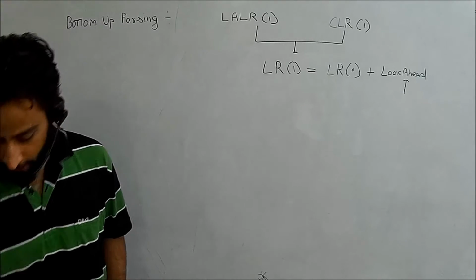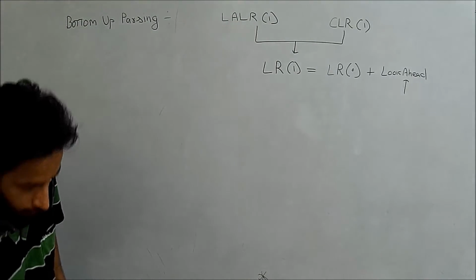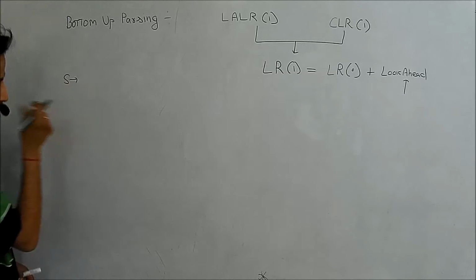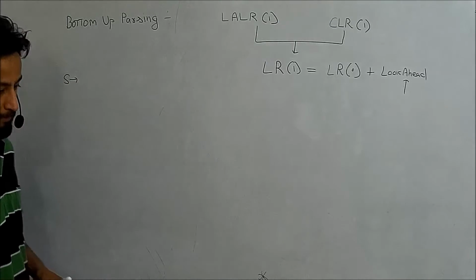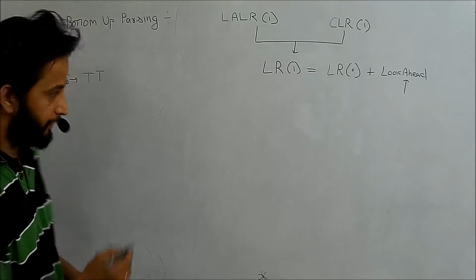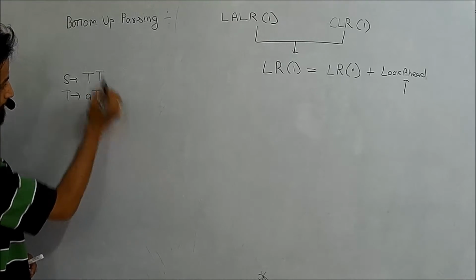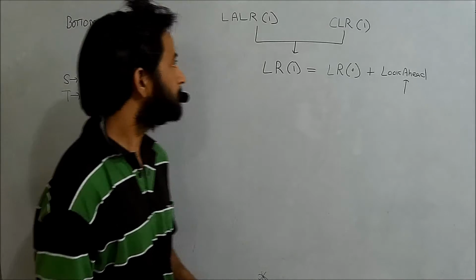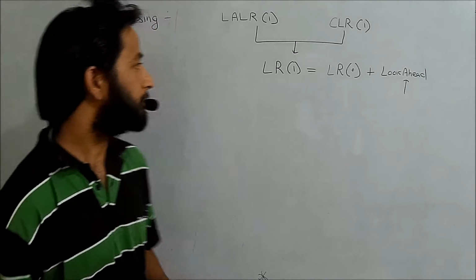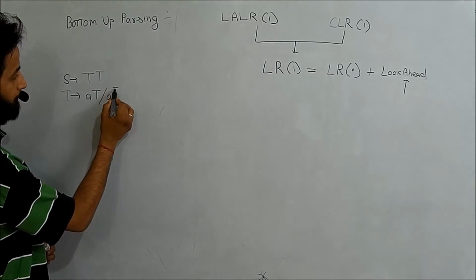We will understand this with the help of one example. Let us take a grammar in which S derives TT, and T derives AT and B. Everything remains the same up to the canonical collection of LR(0) items, but there is an introduction of lookahead. So I will add an augmented grammar.